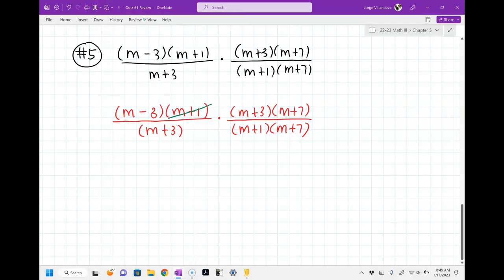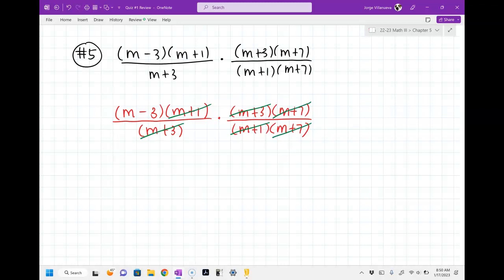All right. M plus 1 with that m plus 1, because they're diagonal to each other, so they can be canceled. What else could I cancel out? All right. M plus 3 with the m plus 3. Those are diagonal to each other. Is there anything else, or am I done? M plus 7s. Those are vertical to each other, so those are okay.